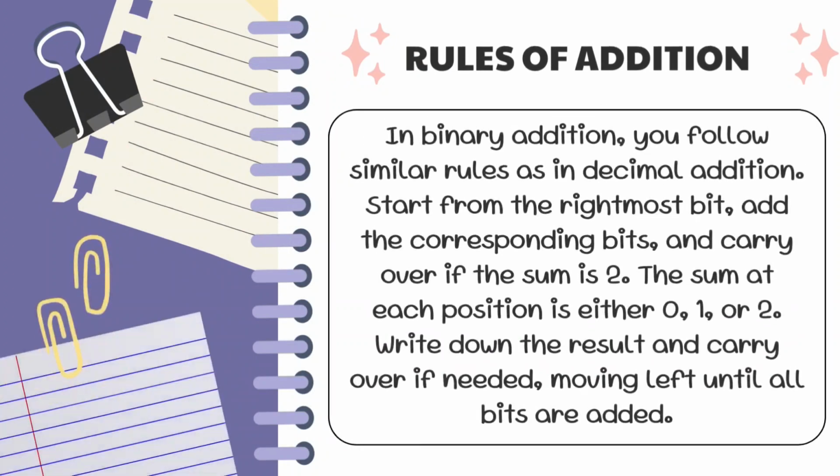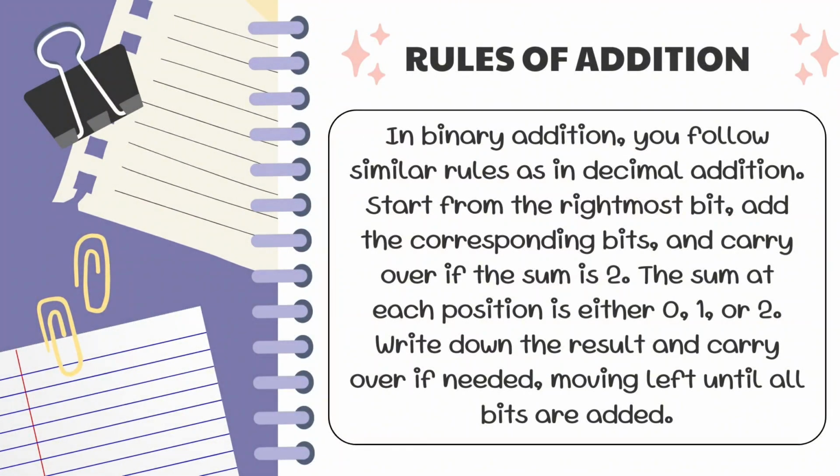So now in binary addition, you follow similar rules as in decimal addition. Start from the rightmost bit, add the corresponding bits, and carry over if the sum is 2. That's where 1 plus 1 starts. The sum at each position is either 0, 1, or 2. Write down the result and carry over if needed, moving left until all bits are added.